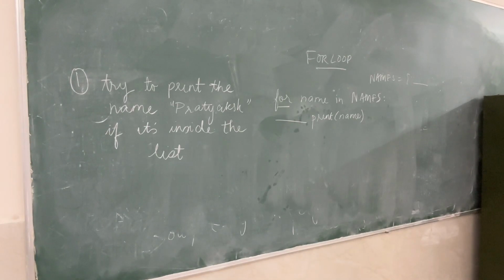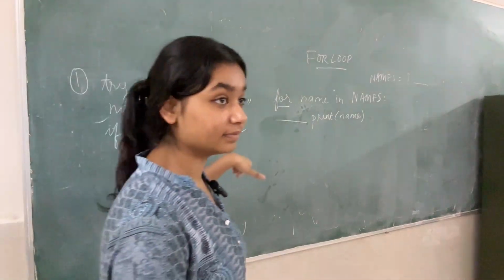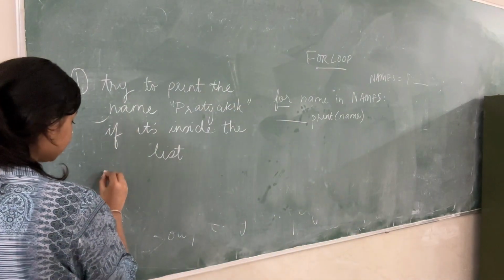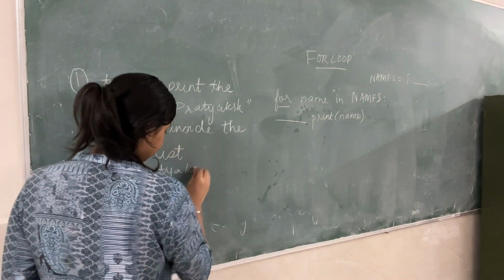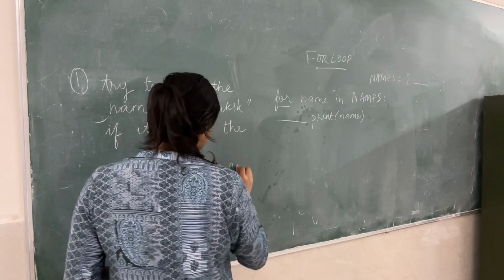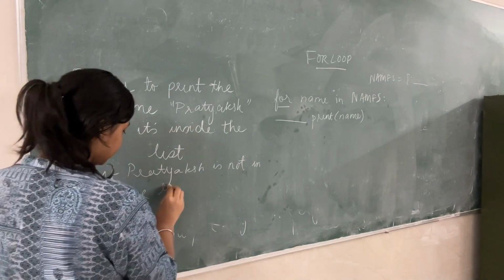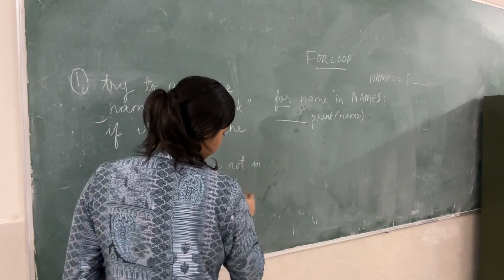Now your activity is that you have to try to print the name Pratyaksh if it's inside the list. And if Pratyaksh is not inside the list, print not found.